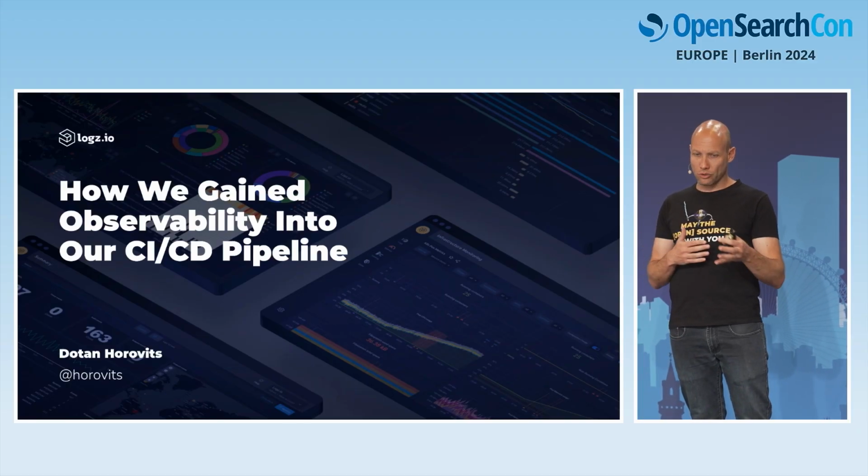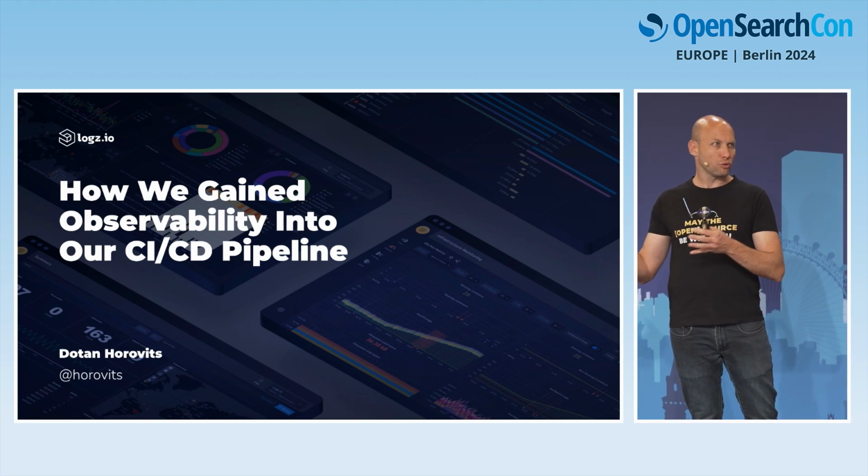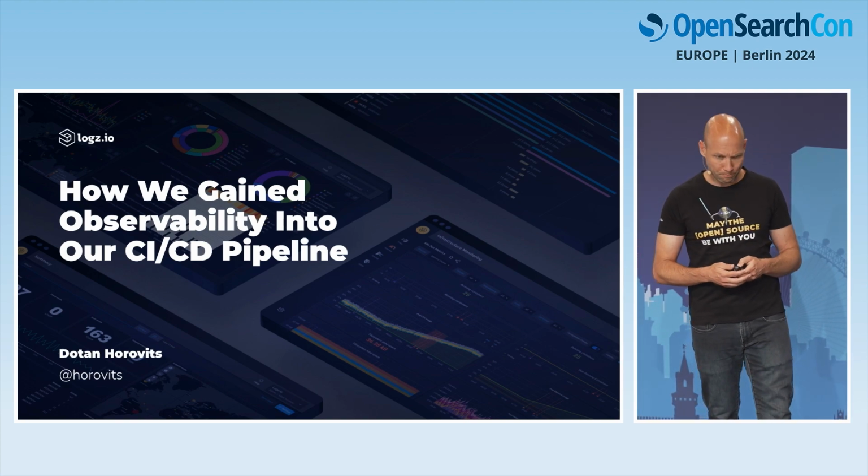And today in this talk, I'm going to share with you how we gained observability into our CI/CD pipelines, we at Logz.io, at my company, and how you can too. I'll use Jenkins as the reference, but the focus is not about Jenkins as a tool, but rather on the principles and patterns, so that you can implement them also with other tools of your choice.